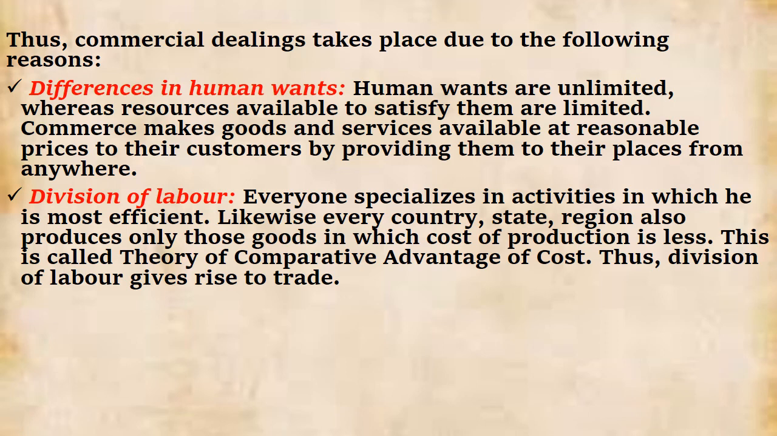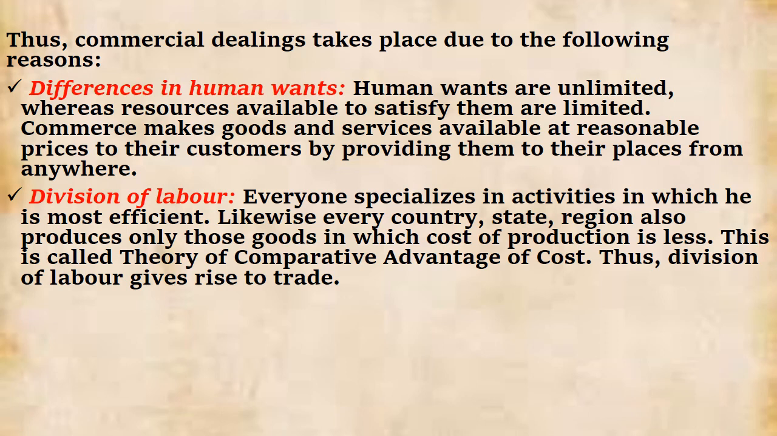So, division of labor is done when there is specialization. Depending on what specialization the person has and where he or she is more efficient, the division of labor is done. In the same way, every country, state, region also produces those goods in which they are more efficient, specialized, and in which the cost of production is less, which is called the theory of comparative advantage of cost. Suppose we have country A and country B.